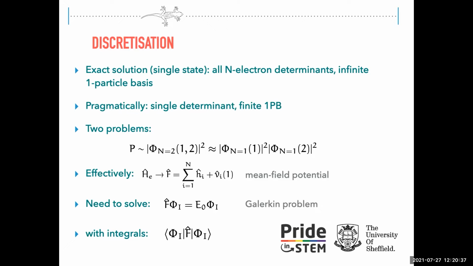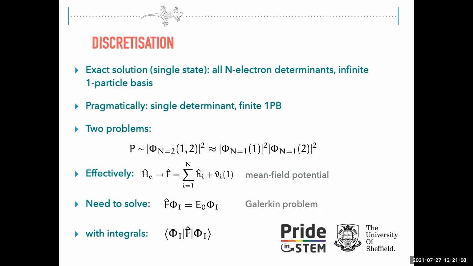This is just a standard Galerkin problem. It looks like a simple eigenproblem, but that's not true, because the Fock operator itself depends on the wave function because of this average potential. And that leads us to the second problem, which is that to solve this problem, we need to have these integral elements at the bottom where we integrate the Slater determinants over the Fock operator, which itself depends on Slater determinants, and you end up with something called self-consistent field.